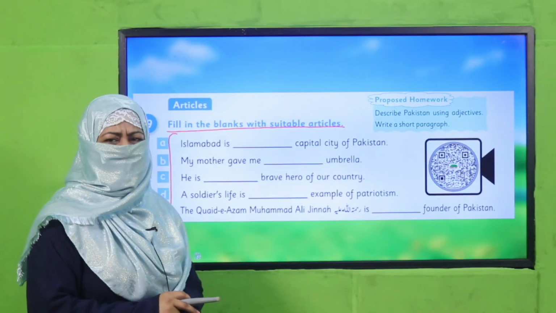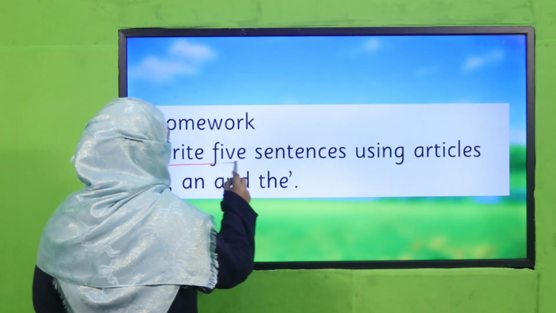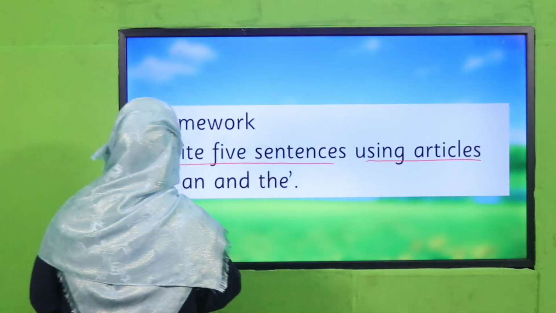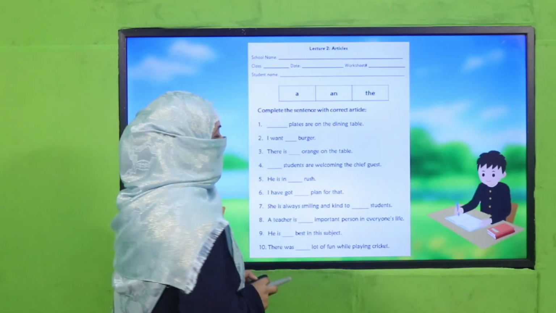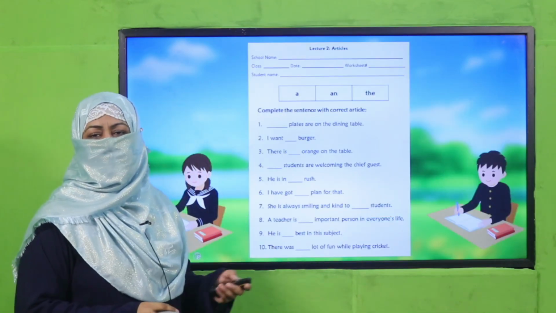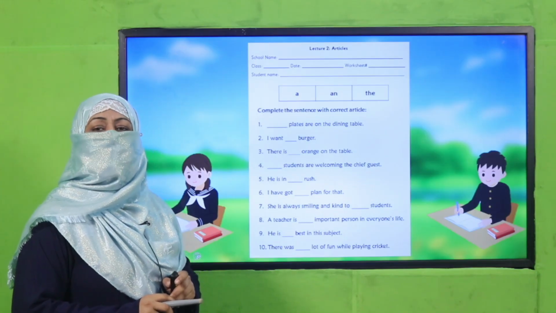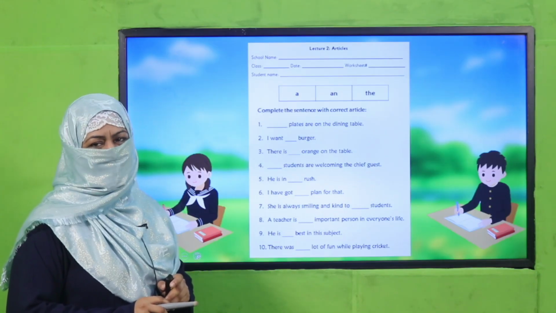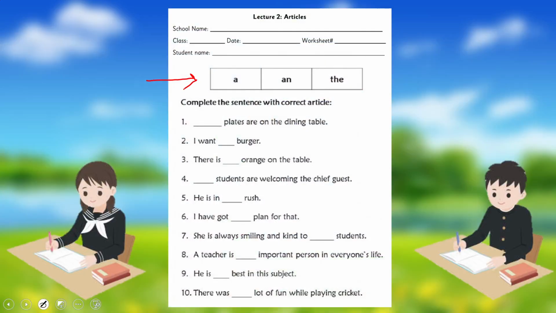Yes, my dear children, are you done with it? Good job. So it's time for your homework. You will write 5 sentences using articles a, an, and the. And here is a worksheet, my dear fellow teachers. This worksheet, lesson plan, and PowerPoint presentation links are given. You may click it, download it, and kindly provide a printed worksheet to students for practice. And my dear children, once again, you will use one article out of these 3, and you will complete the sentences.